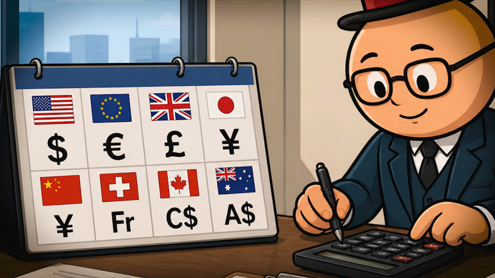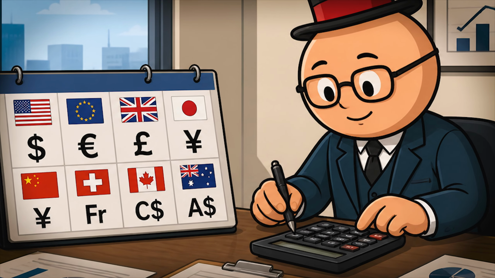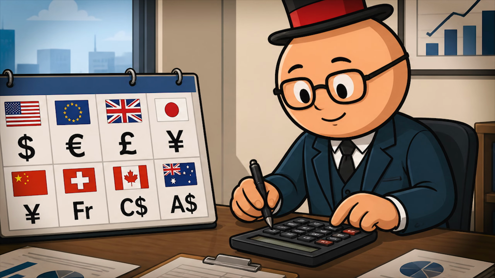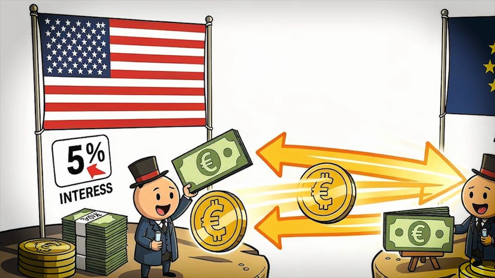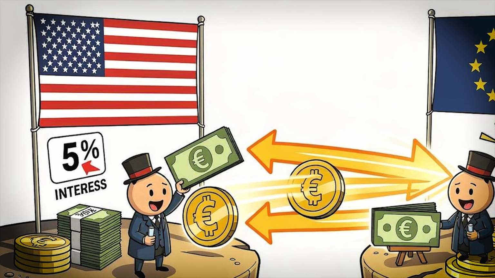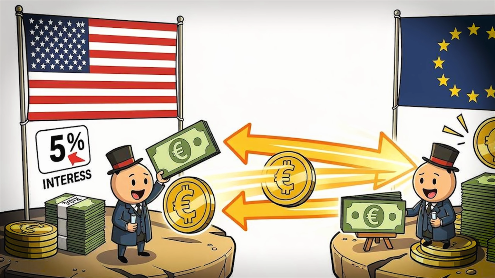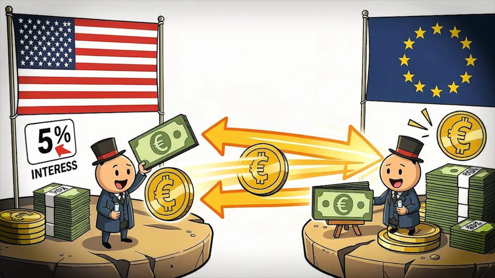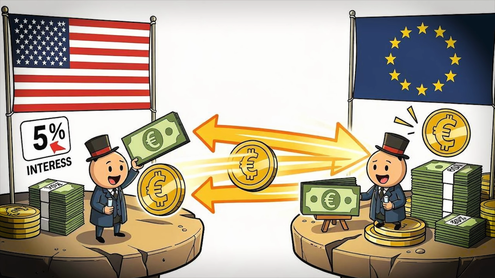Large institutional investors operate on the same principle. Seeking not only to preserve but also to grow their wealth, they pay attention to countries with higher interest rates. For example, if interest rates in the United States are 5% and in the Eurozone they are 8%, capital tends to flow into Europe. Investors convert dollars into euros and invest in euro-denominated assets to earn higher returns. As a result, demand for the euro increases and its value rises relative to the dollar.